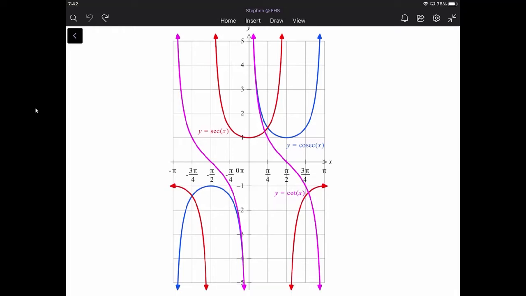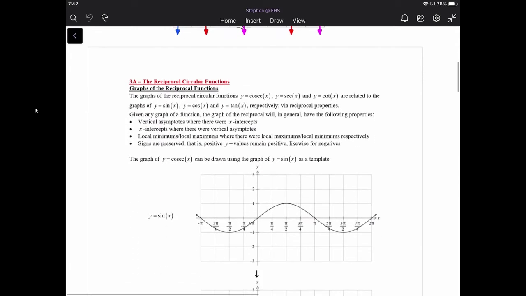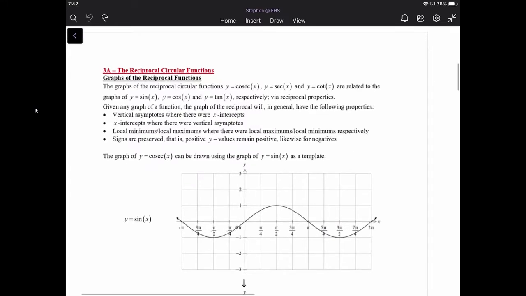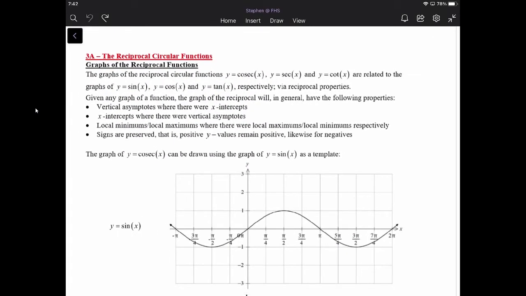Welcome to the second part of 3A, where we'll be looking at the graphs of Cosec, Sec, and Cot. So this picture here gives you a sneak preview as to what these graphs look like, albeit all on the same axes. So before we get started into looking at what the graphs look like and how to construct them, let's look at a couple of properties that will be used when we're drawing these reciprocal functions.